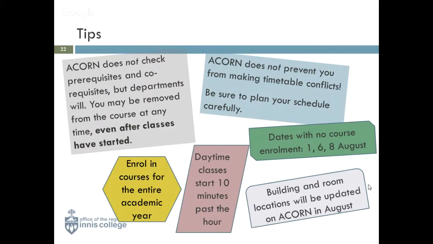On Acorn now, in the timetable you will not see building and room numbers yet. That will come up in August. Hopefully by the time of course enrollment it'll show up in the timetable or on Acorn, but probably not. You'll find out after. All daytime classes start 10 minutes after the hour. So if you have a class from 10 to 11 and another one from 11 to 12 on the same day, that's fine. Classes will end on the hour and the next one starts 10 minutes after the hour. So you have until 11:10 to get there. And for most places on campus, 10 minutes is enough to get there.